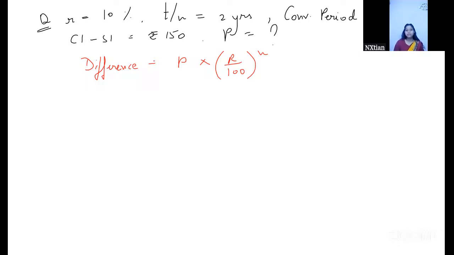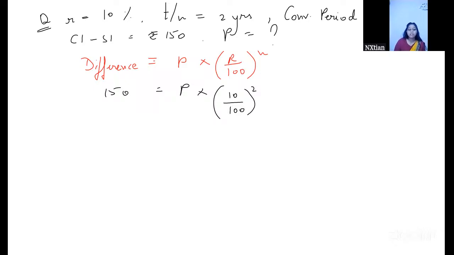Difference equals P into R by 100 raised to the power n. This is the difference formula. Now put the values in it. Difference we have 150 equals principal, which I don't know. Rate I have 10. Ma'am, is it 15,000? Yes, 15,000 is the answer.